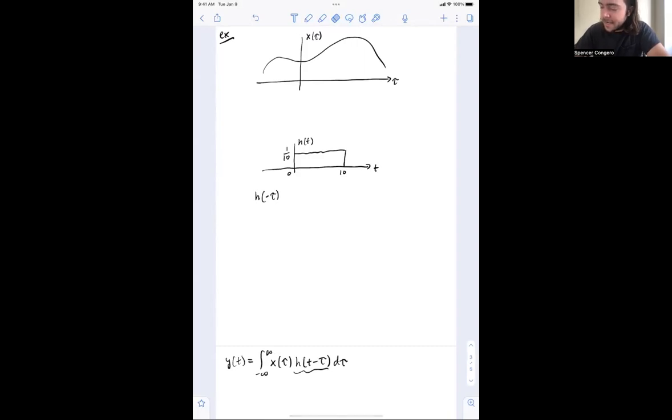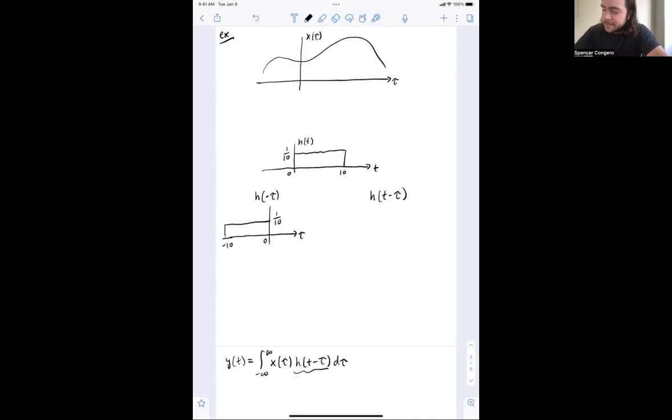And what does h of negative tau look like? That's pretty easy. That's just h of t, but flipped across the vertical axis. And so I get something that looks like this. It goes down to negative 10, starts at 0, with height 1/10. And the axis I've changed to tau. So now from this, how can I write h of t minus tau?